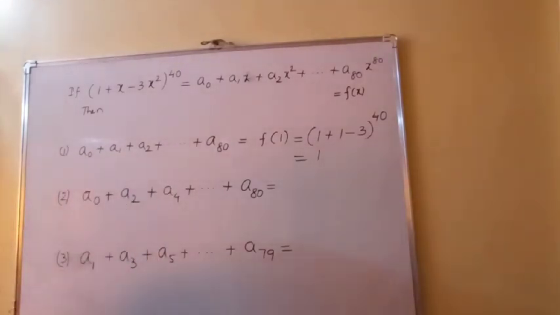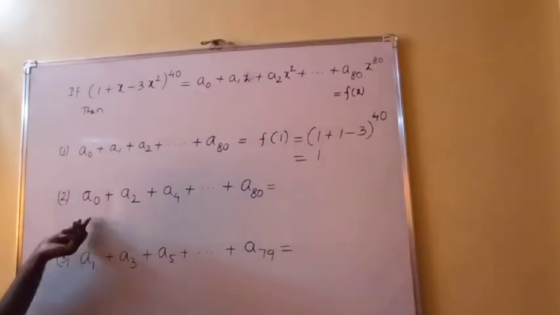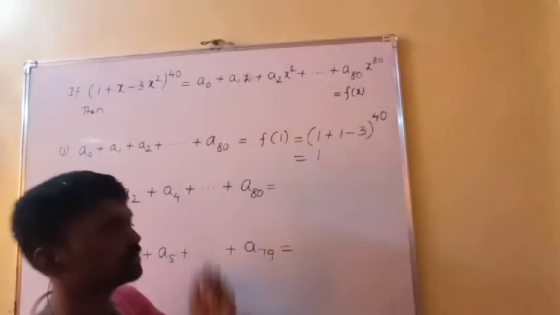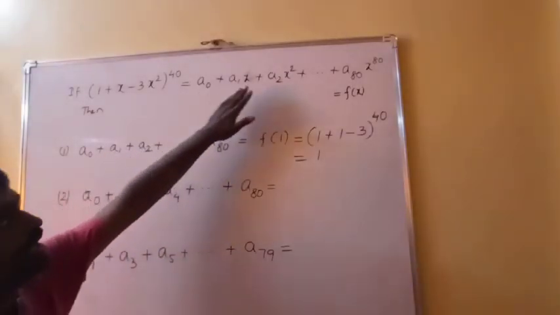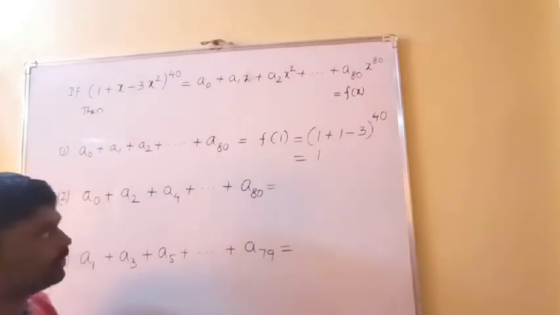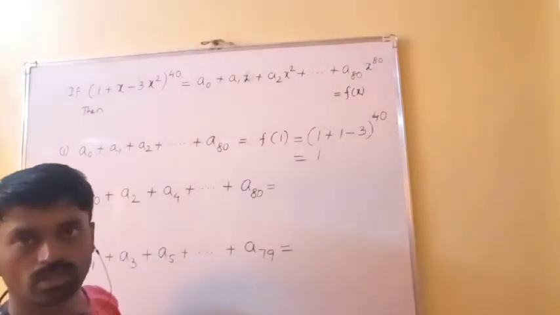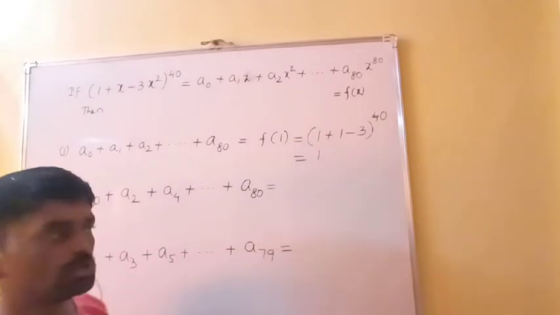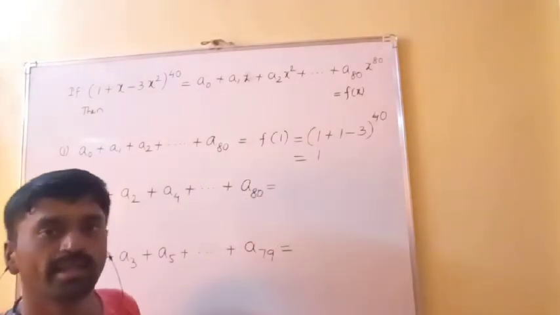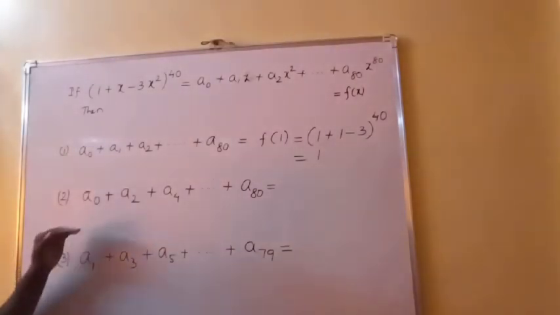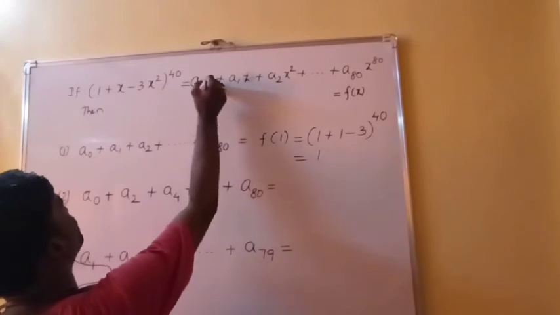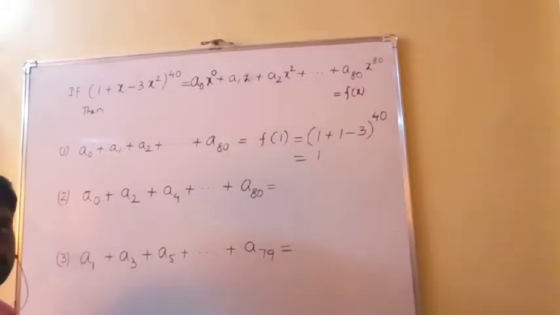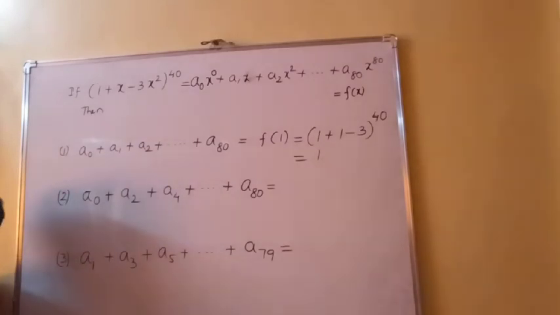Over. Next, the second question: a0 plus a2 plus a4 plus and so on up to a80. If you observe, a0 is the constant term, a2 is the x square coefficient, obviously a4 will be the x power 4 coefficient, a6 will be the x power 6 coefficient, and so on, a80 is the x power 80 coefficient. So a0 is nothing but the constant term, or it can be written as a naught into x power 0, no problem.